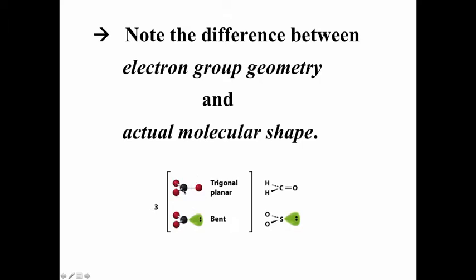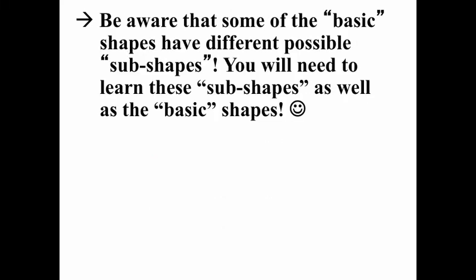We have 3 electron groups around the central atom in this shape, and we have 3 electron groups around the central atom in the shape below that. But for this one, because each of the electron groups is bonded to an atom, that is a trigonal planar shape, and an example is shown to the right. But in the case of the lower structure, we have only 2 electron groups bonded to atoms, and one of the electron groups is not bonded to an atom. So we have 3 electron groups, but only 2 are bonding groups, and the actual molecular shape, therefore, is bent.